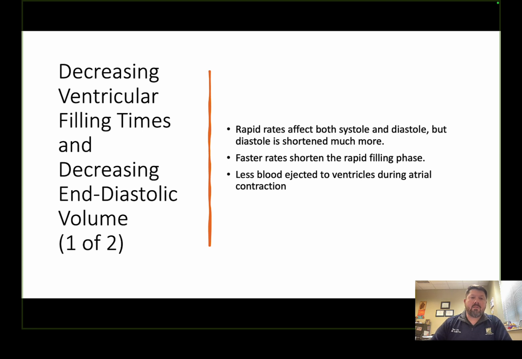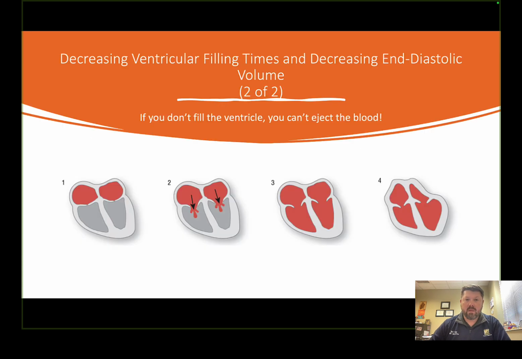Rapid rates affect both systole and diastole, but diastole is shortened much more. Faster rates shorten the rapid filling phase and less blood is ejected to the ventricles during atrial contraction. Both systole and diastole are affected, and since ventricular filling occurs during diastole, the amount of blood that actually enters the ventricles is greatly decreased.